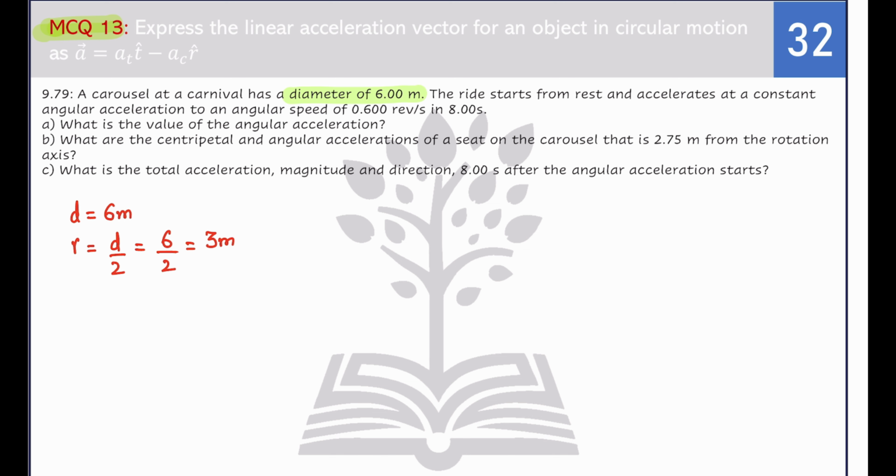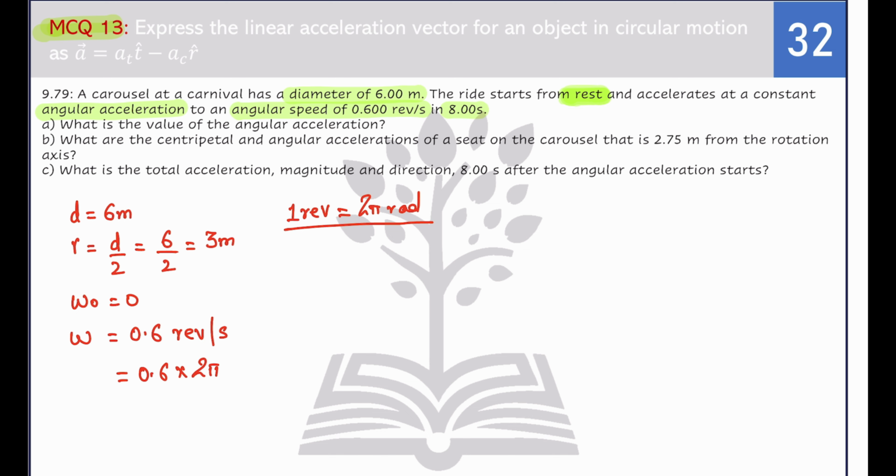Okay, the ride starts from rest and accelerates at a constant angular acceleration to an angular speed of this much in this much time. So it starts from rest, omega naught is equal to 0. Omega is equal to 0.6 revolution per second. Convert it: 0.6 multiplied by 2 pi, since 1 revolution is equal to 2 pi radian, so it will become radian per second. Time is given, time is 8 seconds. Now solve part A, part B like this.